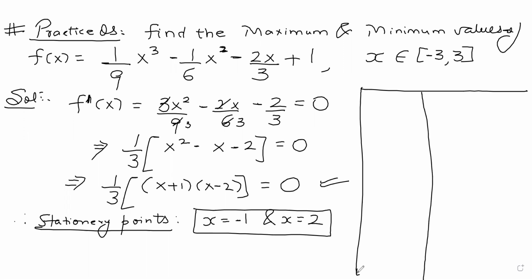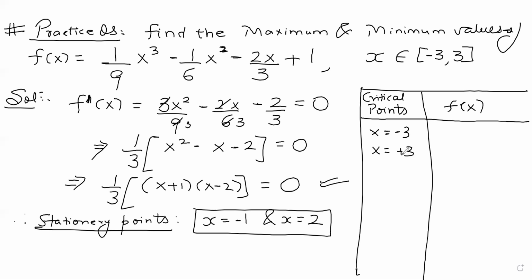So we have critical points, and we have the value of the function at those points. So guys, first of all, I will evaluate the function at x equal to minus 3, x equal to plus 3. These are my endpoints. Then I will evaluate the function at minus 1 and at 2. These are my stationary points.